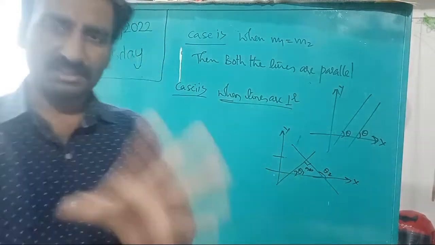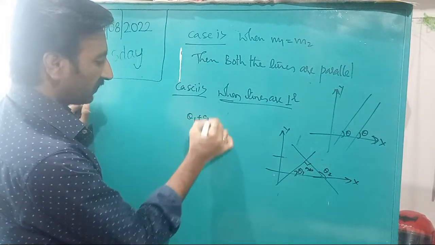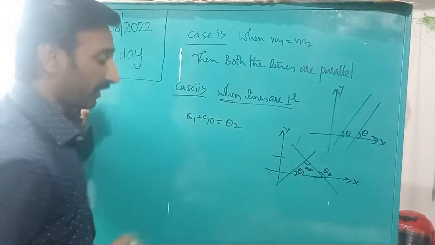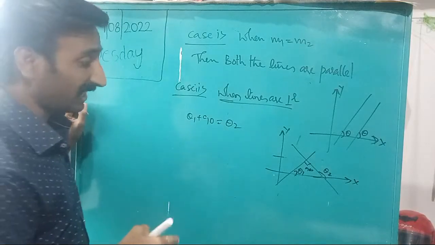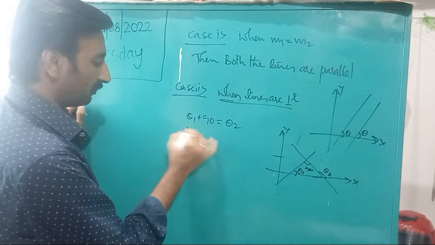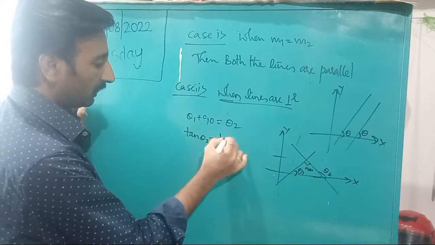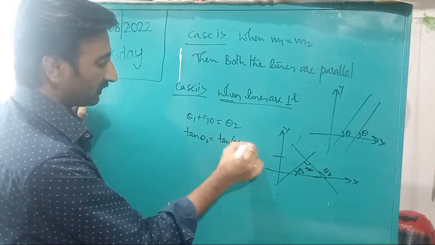We know it's common sense, correct? In this one you can say theta 1 plus 90 is theta 2. So we need the value of theta 2, correct? Let us apply the tan function on both sides. Tan theta 2 equals tan of 90 plus theta 1.